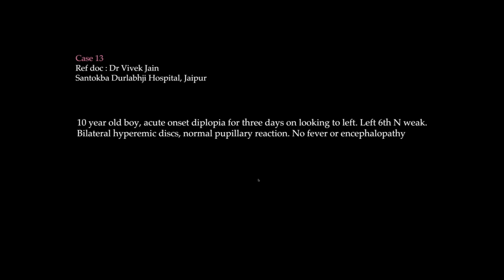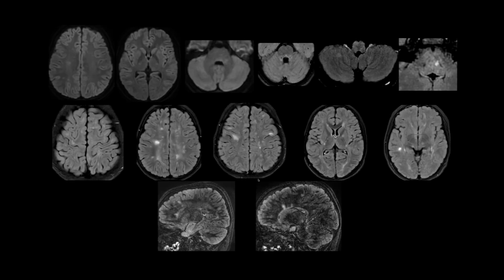He's a 10-year-old boy who has never had any history of neurological illness before and came to me in the OPD with acute onset horizontal diplopia for 3 days, predominantly looking to the left, and his left sixth nerve was weak, with slight esotropia. Hyperemic disc, normal pupillary reaction, no fever, no encephalopathy. Because he had a left sixth nerve palsy and diplopia, we did an MRI brain.